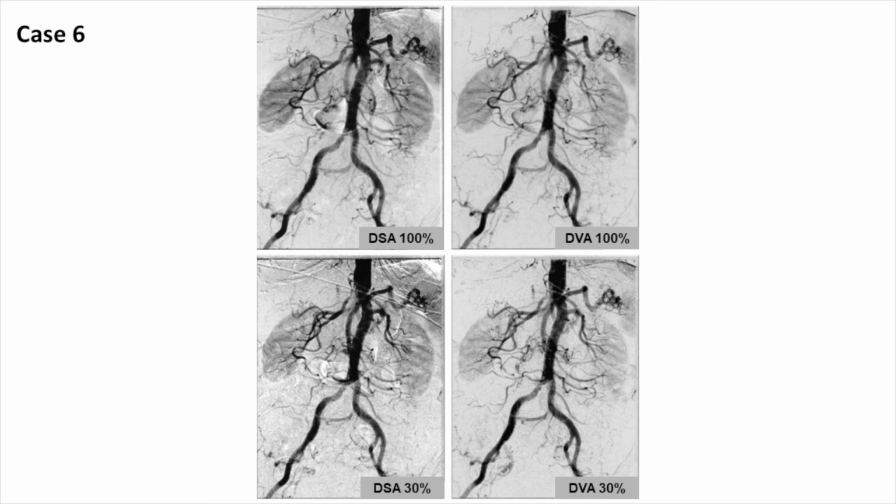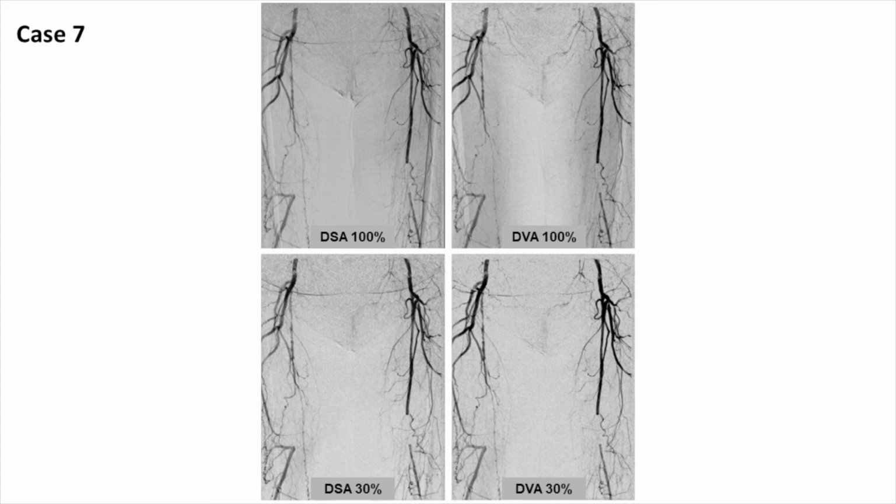Case number 6, the top row images show angiograms which were acquired by using standard radiation dose, and the bottom row shows what happens if the applied radiation dose is lowered by 70%. If you look carefully, it can be observed that the visual quality of DSA degrades more than in the case of DVA. In case number 7, the same effect can be seen but in a different anatomical region. The quality of the reduced dose DVA image is almost as good as the standard dose images.